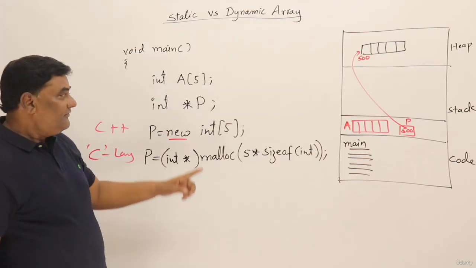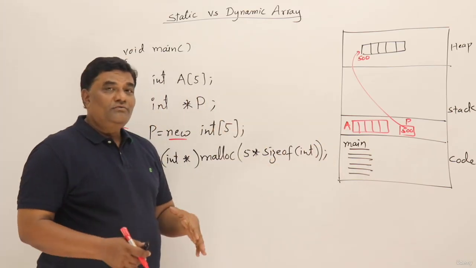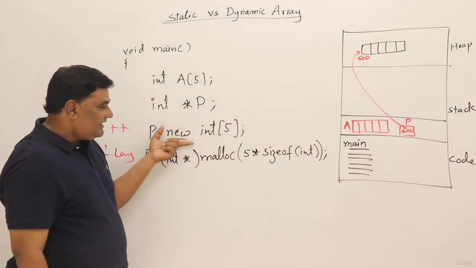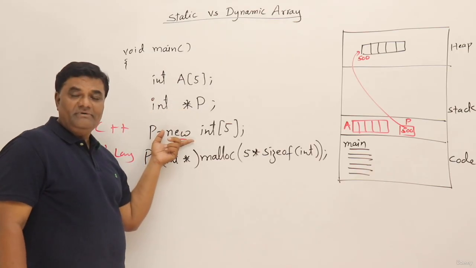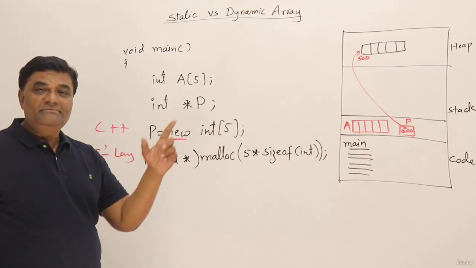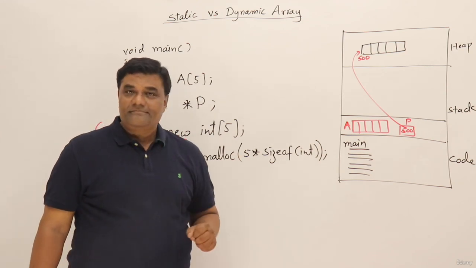So once again, when you declare a normal array, it will be created inside the stack. When you want an array in heap, you must have a pointer and then allocate the memory either using the new operator or using the malloc function. It will be created in heap, and the heap memory can be accessed indirectly with the help of the pointer.